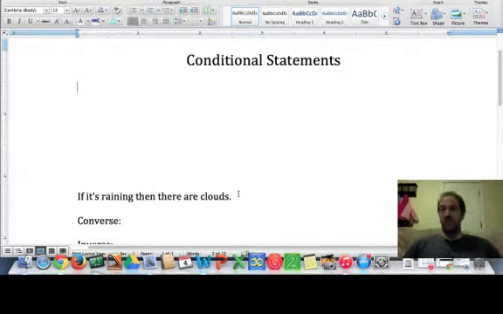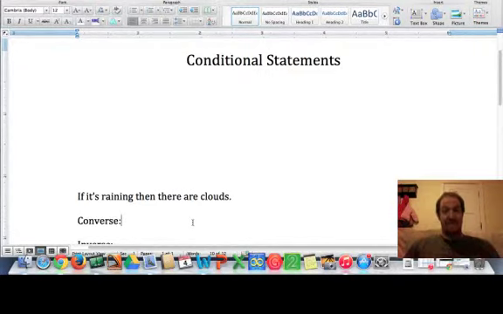A conditional statement, or an if-then statement, always has if and it always has then. There are two parts to it. There's the if part of it, which is also sometimes called the hypothesis. And there's also the then part of it, which is called the conclusion. But again, always two parts, an if part and a then part.